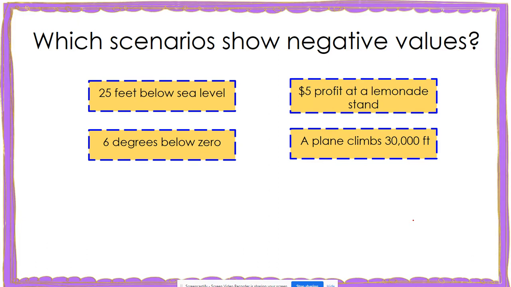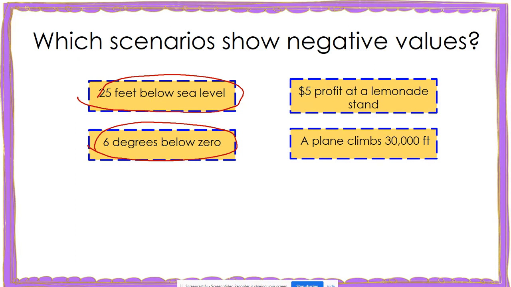Now, looking at these scenarios, which ones would show negative values? Our first scenario says 25 feet below sea level. Next, we see $5 profit at a lemonade stand, 6 degrees below 0, and a plane climbs 30,000 feet. From this, I know that 25 feet below sea level is a negative value, and I know that 6 degrees below 0 is a negative value. Both of these quantities would be below 0.